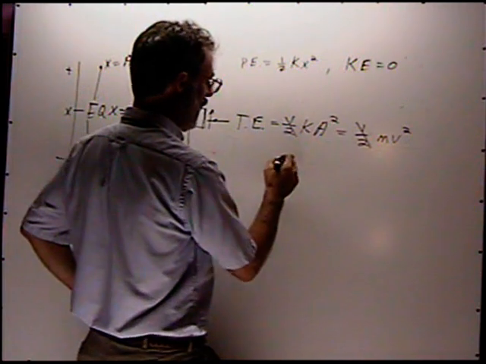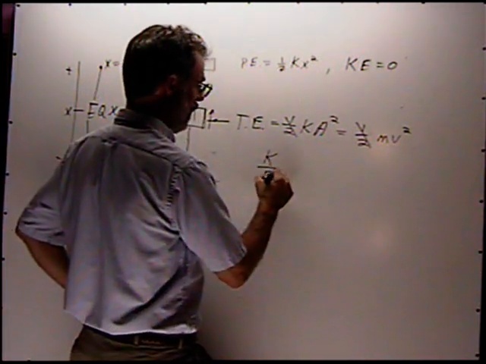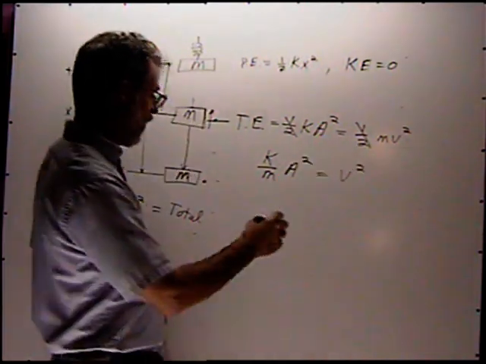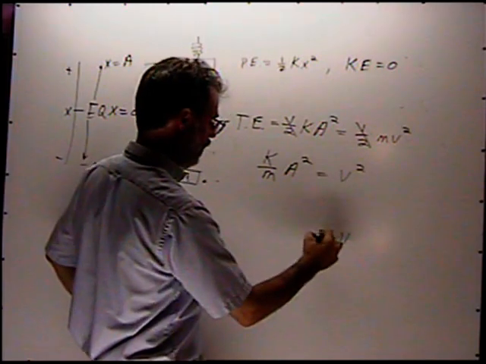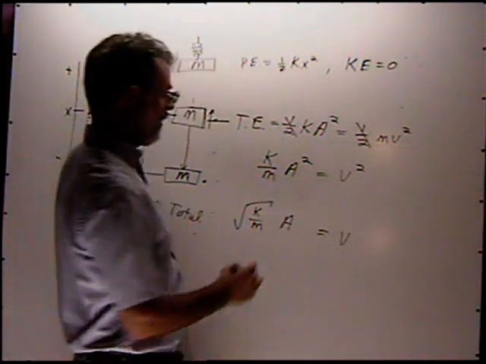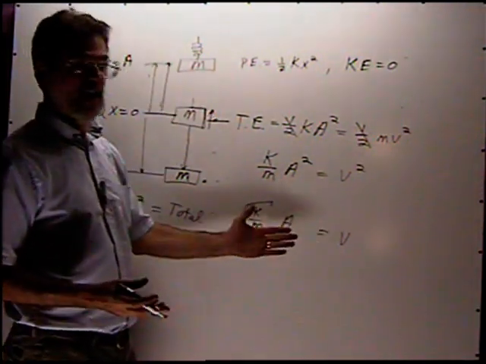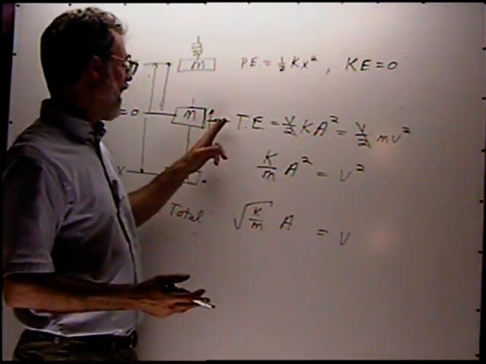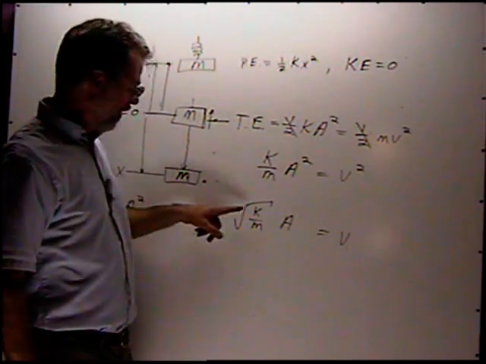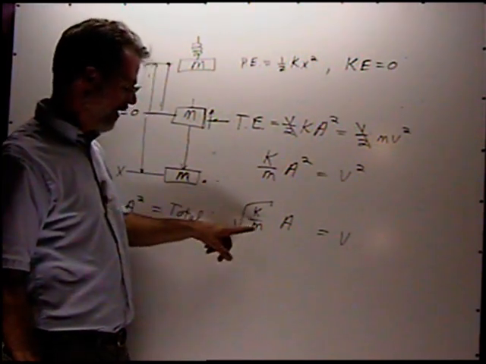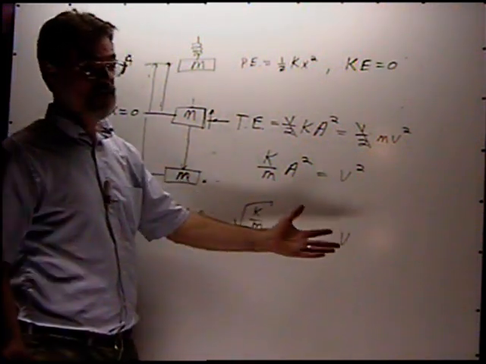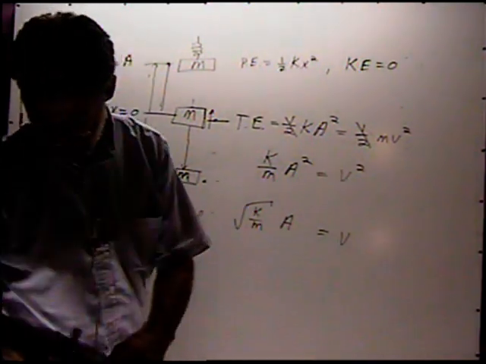Now I'm going to divide by m, k over m, A squared equals v squared. I take the square root of both sides, and I get v equals the square root of k over m times A. So that would be an equation using algebra of the velocity right at the equilibrium point. It is based on the spring constant and the mass and also the amplitude. Notice the higher the amplitude, the greater the velocity. So it makes sense. Okay.